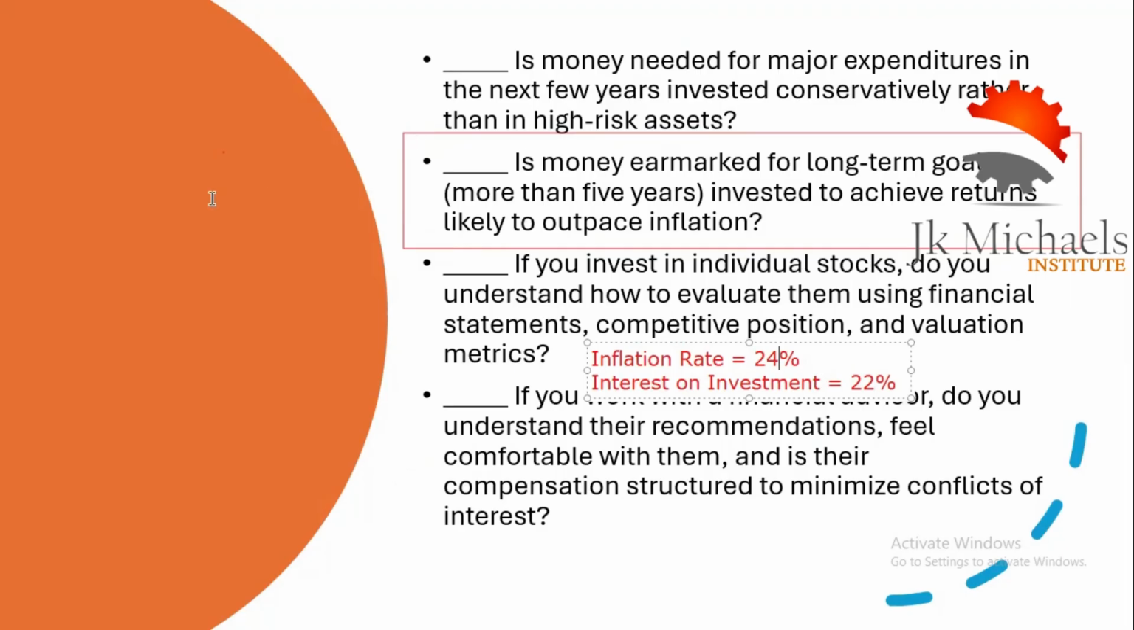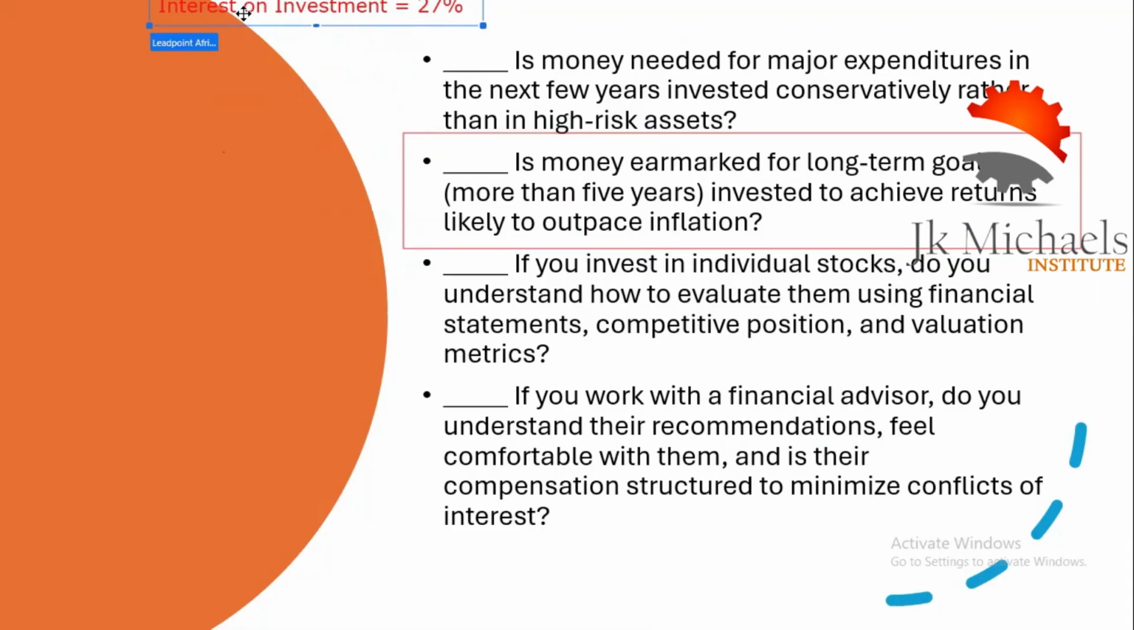So if you have money earmarked for long-term goals, always make sure that you factor in inflation and you invest in instruments or investment vehicles that will outpace inflation, right. So in an event that we have 24%, you want to aim at maybe something like a 27% rate of return on your investment.